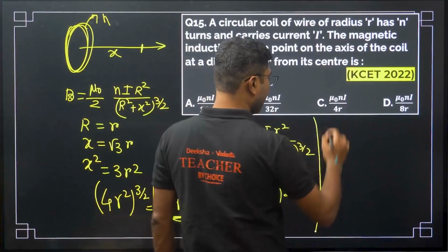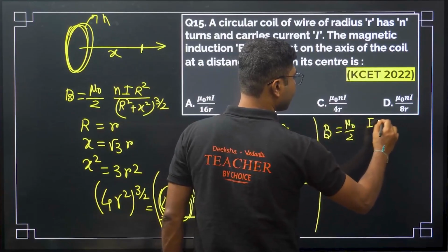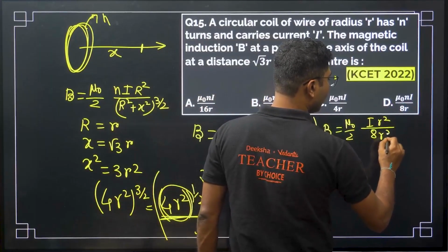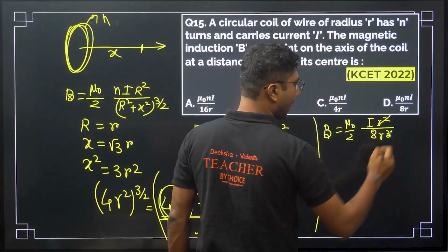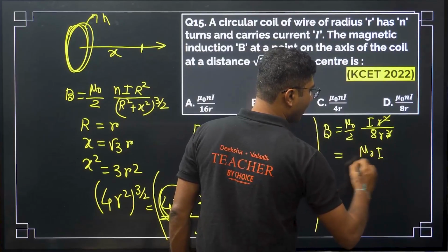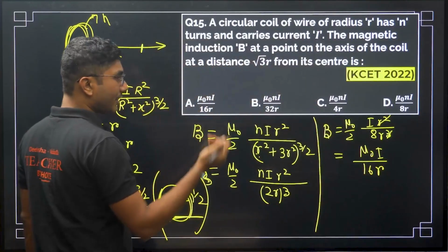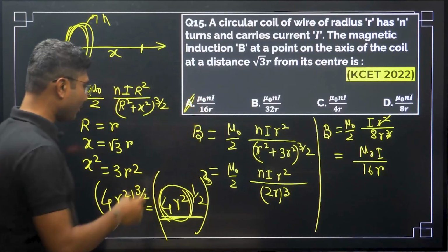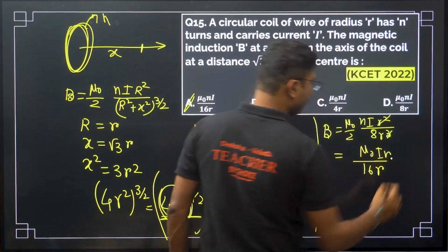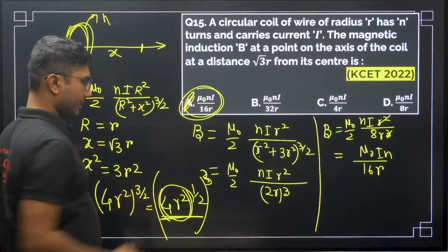So from there we can write B equals mu naught by 2, I r square divided by 8r cube. So you can see that r square and r cube cancel and you get mu naught I by 16r. There was one n over here, I missed the n. So mu naught n I by 16r. Option A is correct.